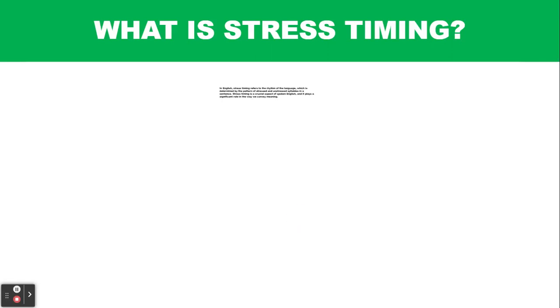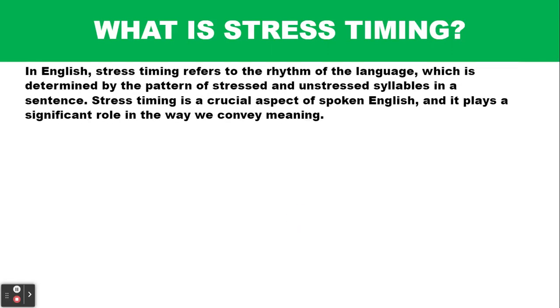Now, what is stress timing? In English, stress timing refers to the rhythm of the language, which is determined by the pattern of stressed and unstressed syllables in a sentence. Stress timing is a crucial aspect of spoken language, and it plays a significant role in the way we convey meaning.